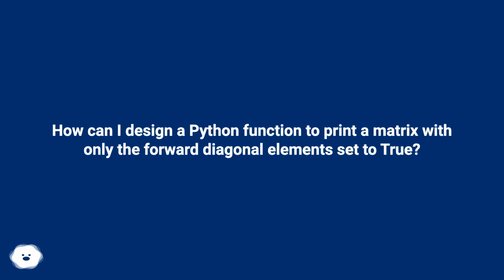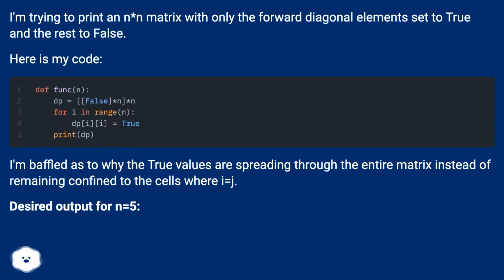How can I design a Python function to print a matrix with only the forward diagonal elements set to true? I'm trying to print an n*n matrix with only the forward diagonal elements set to true and the rest to false. Here's my code.